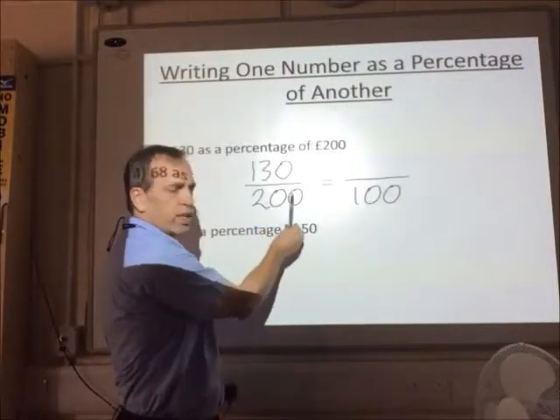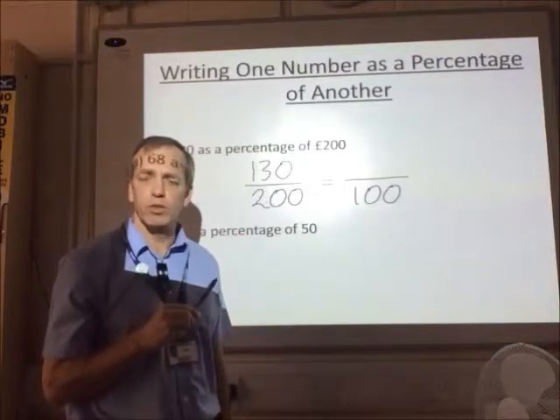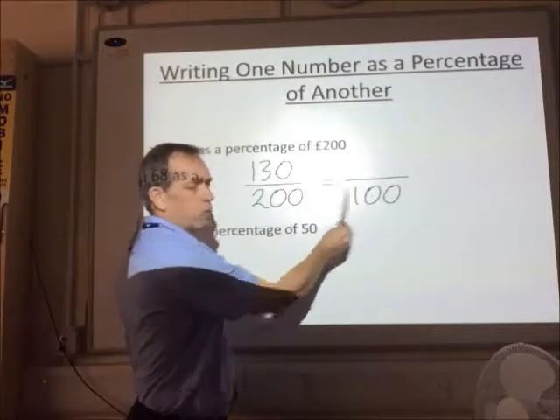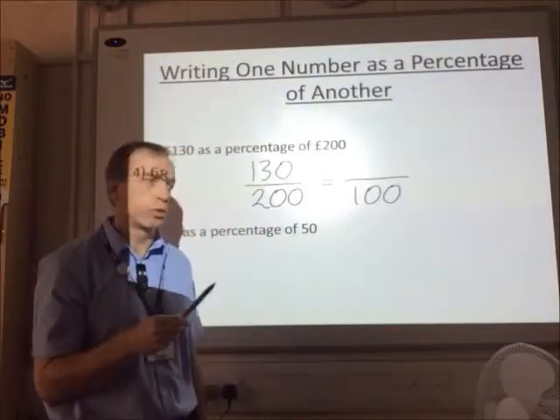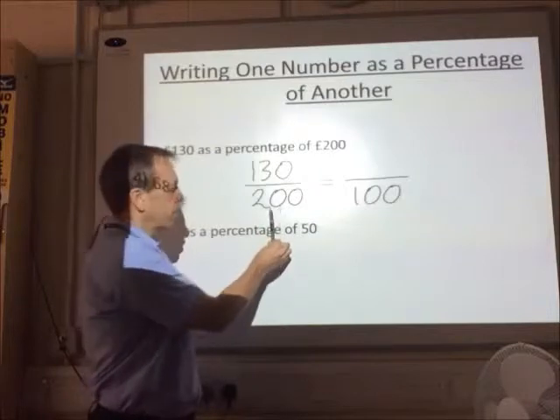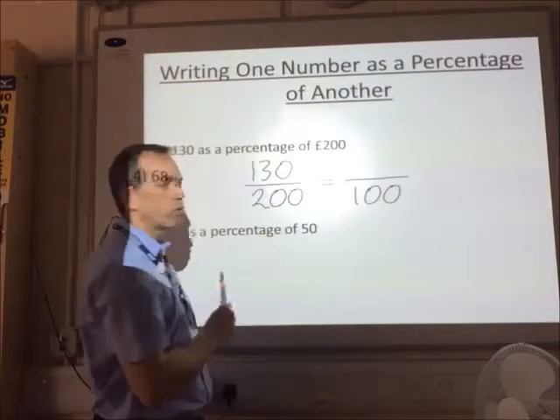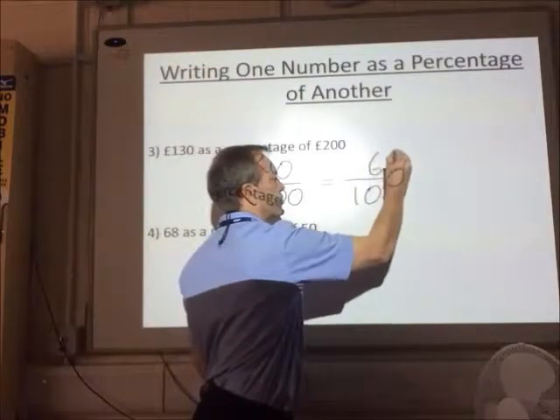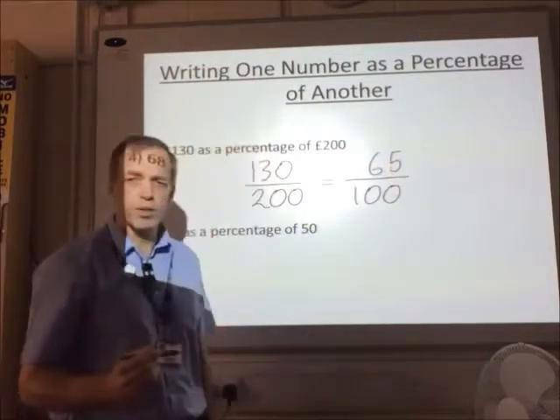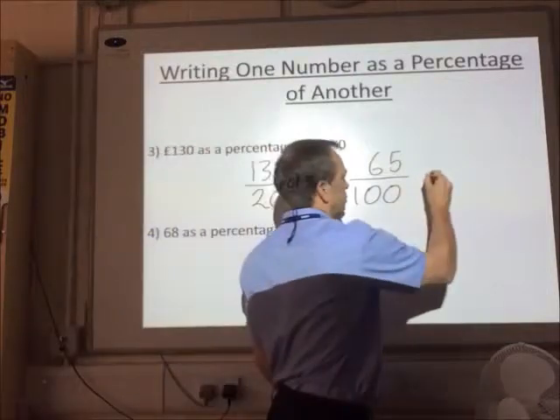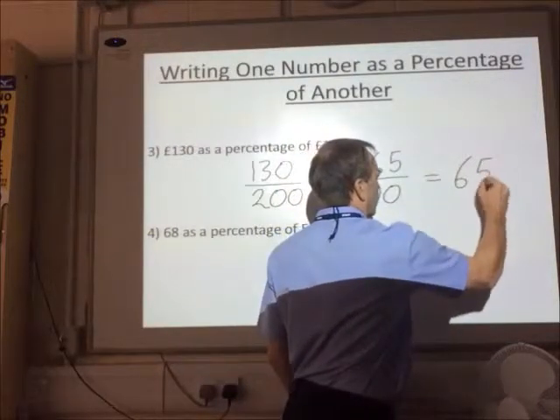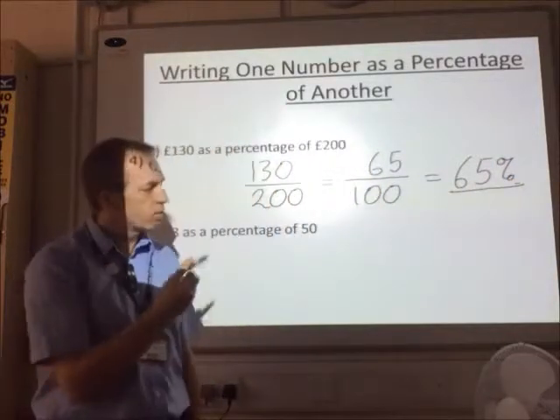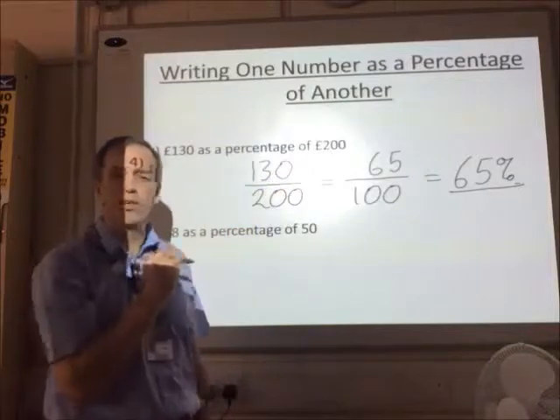So I'm already starting with something that's bigger than 100. How do I get from 200 to 100? Well, this time I'm going to divide by 2 because I'm already bigger. I need to divide. So 200 divided by 2 gives me 100. 130 divided by 2 gives me 65. So now I've got something out of 100, I can write down my answer. So 65 out of 100, 65%.